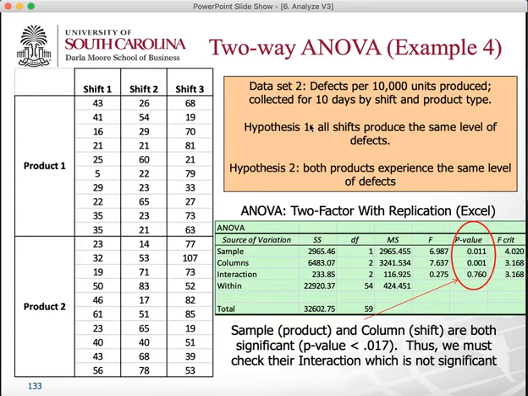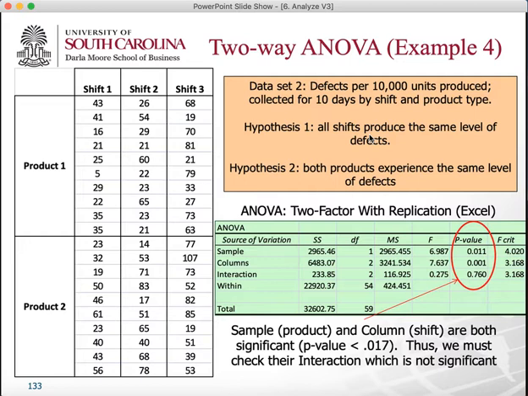Can I reject hypothesis number 1? All shifts are the same level. Can I reject that? Can I reject hypothesis number 2? All products experience the same level of defects. Yes, I can. As you know, I can reject 1, and I can reject 2.